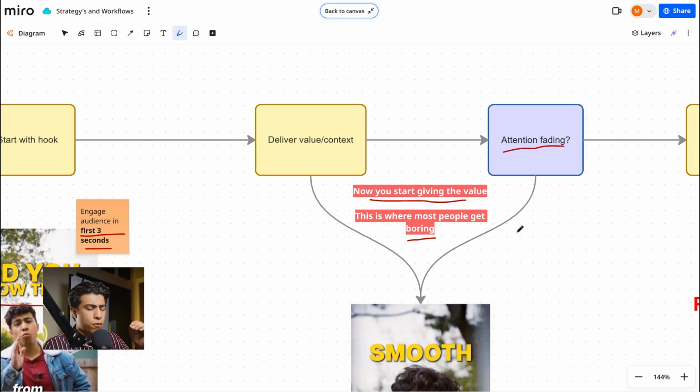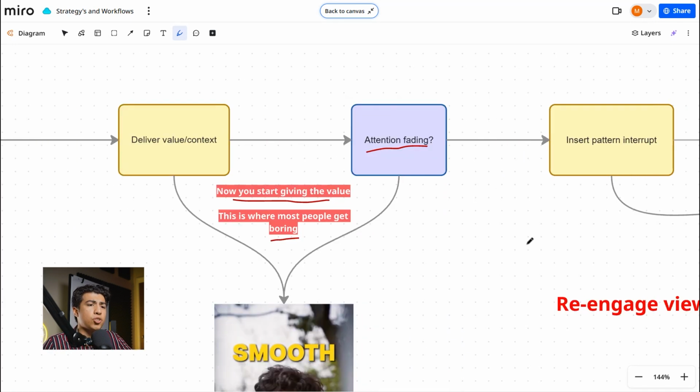A good way to think about it, for short form content, you want to add another pattern interrupt every 3 to 5 seconds after the previous one. This is what's going to constantly keep people re-engaged, especially for short form content. You already know people have the attention span of a goldfish these days, so you really want to make sure that you keep re-engaging your audience again and again every 3 to 5 seconds.